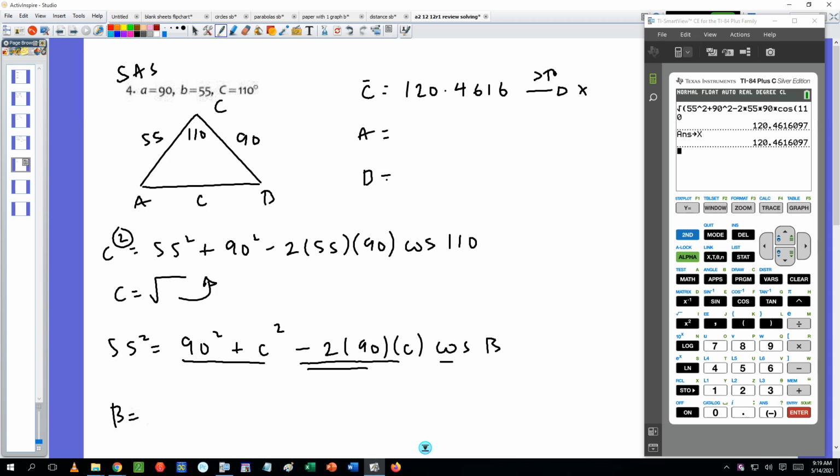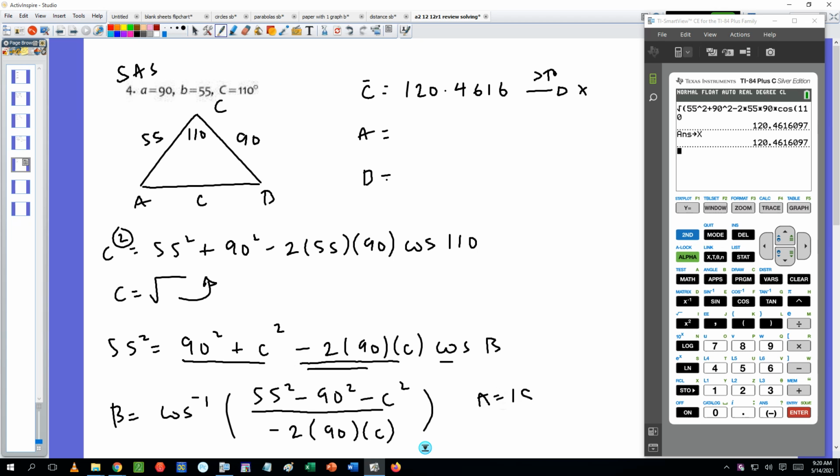So B is equal to, I started off with the 55 squared. I subtract the 90 squared and the C squared. I just don't want to write out that decimal over and over. And I'll divide by these three little fellers here. And then after I find B, I will find angle A by taking 180, subtracting the 110 that was given at the very beginning, and I'll subtract angle B. And that's how I'll find those.